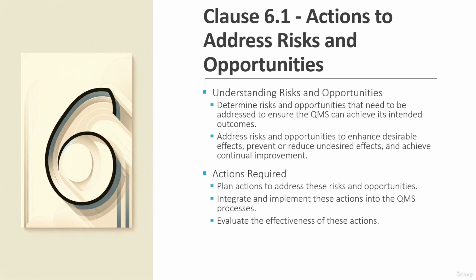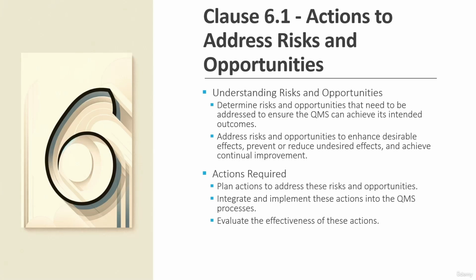Now, the actions required here are plan actions to address risks and opportunities. So whatever risks and opportunities you have determined, you need to plan actions for that, and you need to integrate and implement these actions into the quality management system processes. So once you have determined that these are the risks and you have decided these are the actions, then those actions should be part of your quality management system. And then you need to evaluate what is the effectiveness of these actions. So these are the requirements related to clause number 6.1, which is actions to address risks and opportunities.